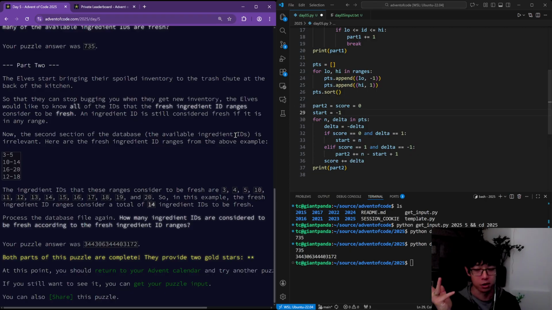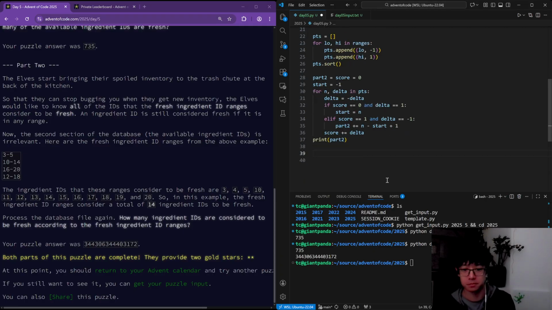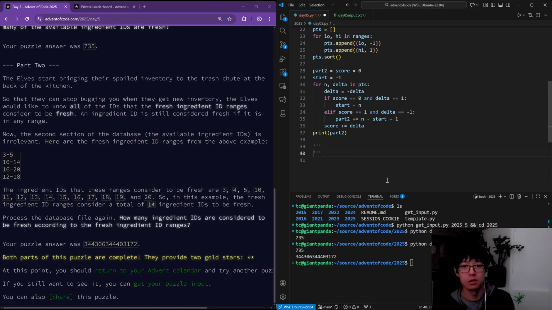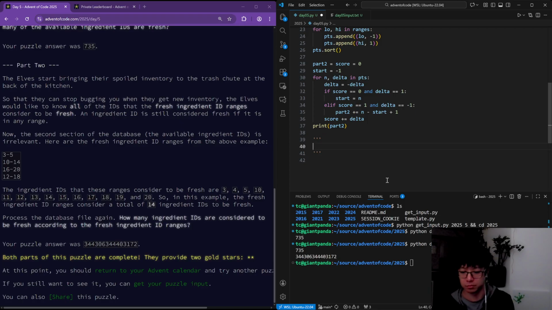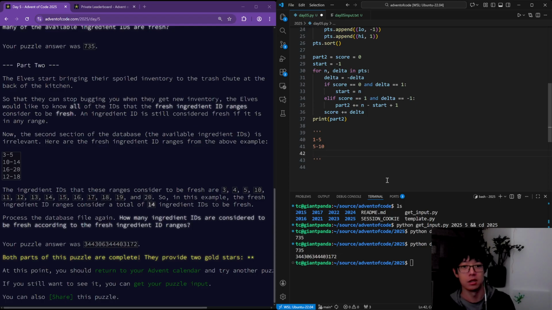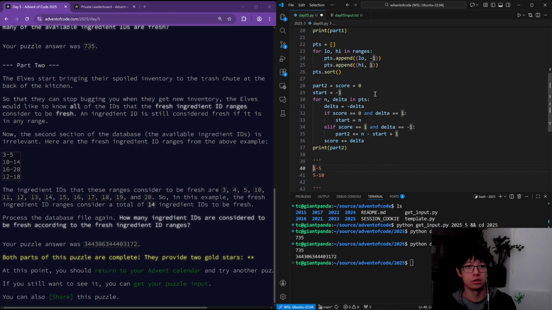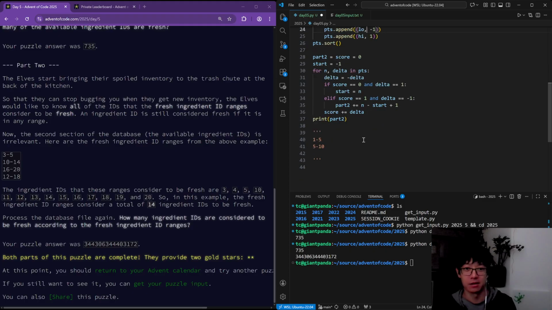The problem then comes from what if you had ranges, what if you had range 1 to 5 and then 5 to 10? This means all the numbers from 1 to 10 are good. Previously, this would have sorted so that the subtract would happen before the add, and so the score would have been 1.